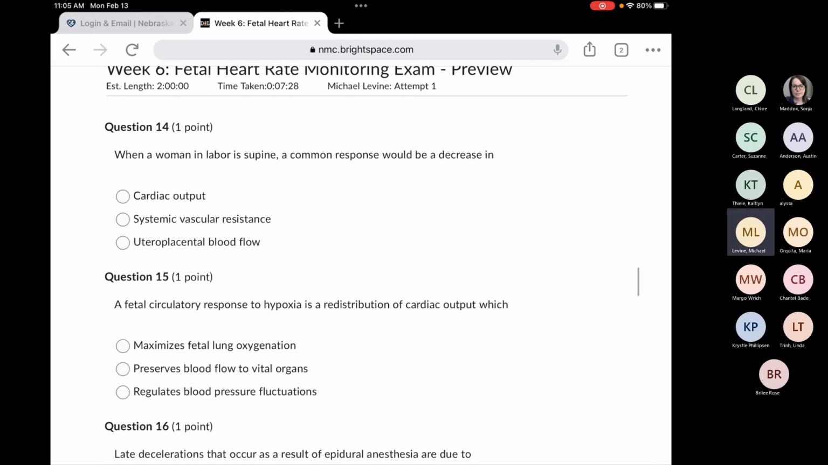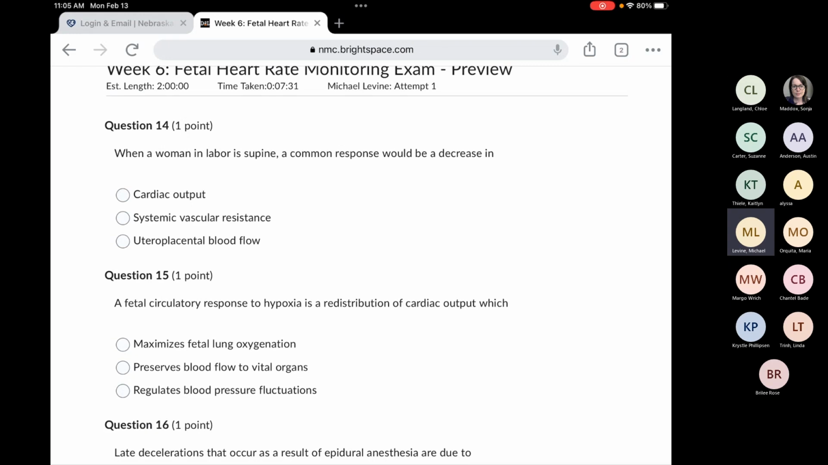Number 14, when a woman in labor is supine, a common response would be a decrease in, well, what happens when the mother is laying on her aorta and vena cava? The vena cava gets compressed more than the aorta, and it's going to decrease cardiac output, which eventually would decrease uteroplacental blood flow. But the best answer is maternal cardiac output, followed by uteroplacental blood flow.